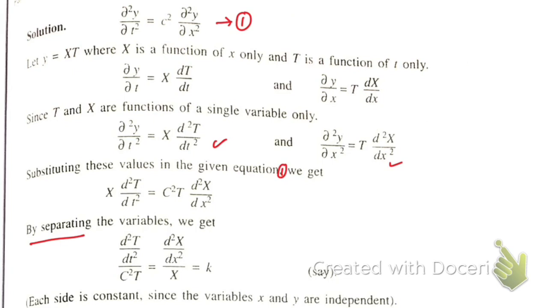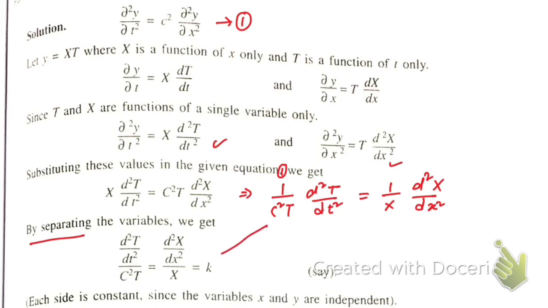And doing so, if you simplify this, then 1 by c square, second order derivative of T with respect to t, is equal to 1 by capital X, second order derivative of capital X with respect to small x. So we're going to get this equation, or you can write the same equation in this form.